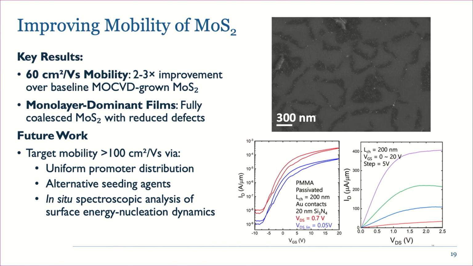And so these are some transfer and output curves from some of the devices that we were able to fabricate from this wafer scale material. And then the next steps are approaching a mobility of around 100 and looking at alternative seeding promoters. And we're also trying to do further material characterization.